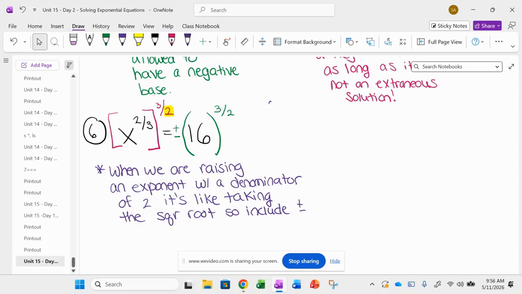I'm now going to tell you to change this 16 into something raised to some power. What power am I going to try to raise it to and why? Ariana?